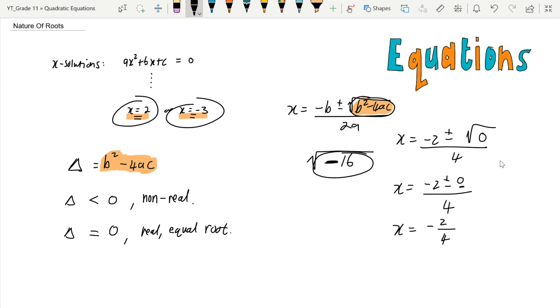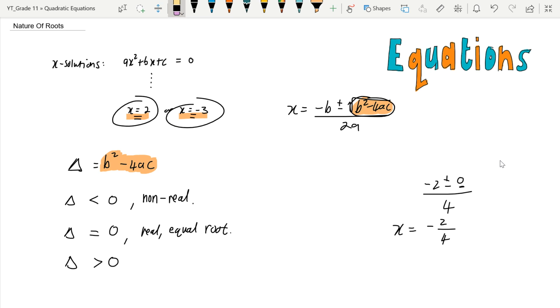Then, what happens when our delta is bigger than 0? Well, if underneath the square root we've got a number that is bigger than 0, so let's say, for example, we get positive 16, well, that will give us a 4. We can simplify that. We can get the square root of that. It will give us 4. So that will mean that we will have real and distinct or different roots.